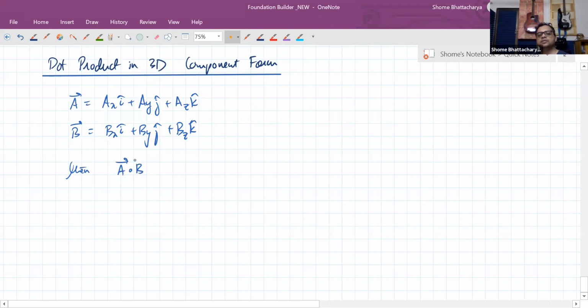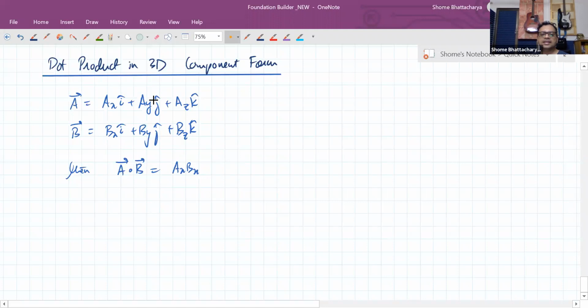A dot B. Now just imagine you are doing the dot product and opening the bracket. So you'll have Ax into Bx because it is i cap into i cap, which is 1. But Ax into By will not be there because i cap dot j cap is 0. So basically just imagine you're cross multiplying these terms. So when you're doing that dot product, Ax i cap with Bx i cap will give you Ax Bx. But what about Ax i cap with By j cap? That will give you 0. Then Ax i cap with Bz k cap will also give you 0.